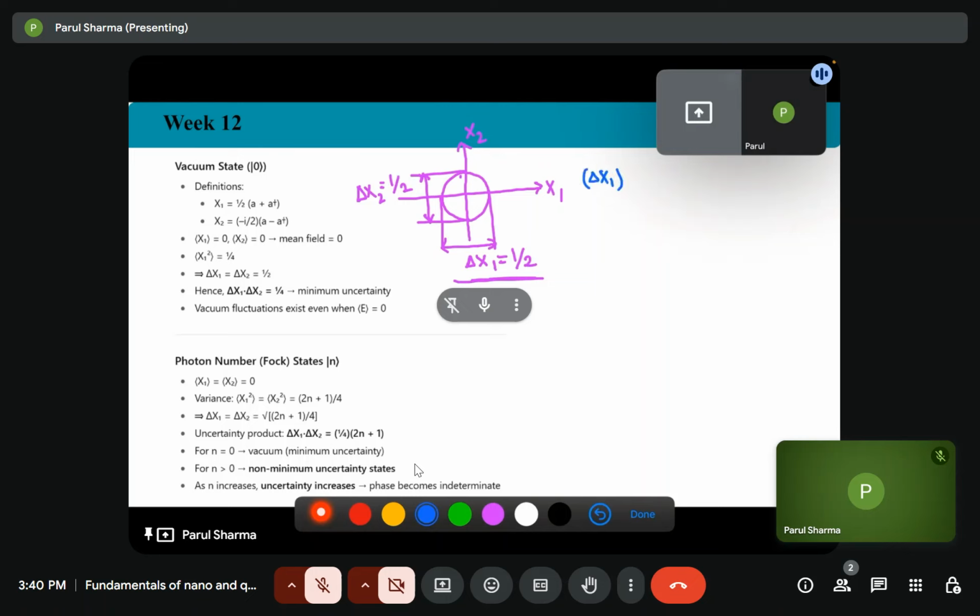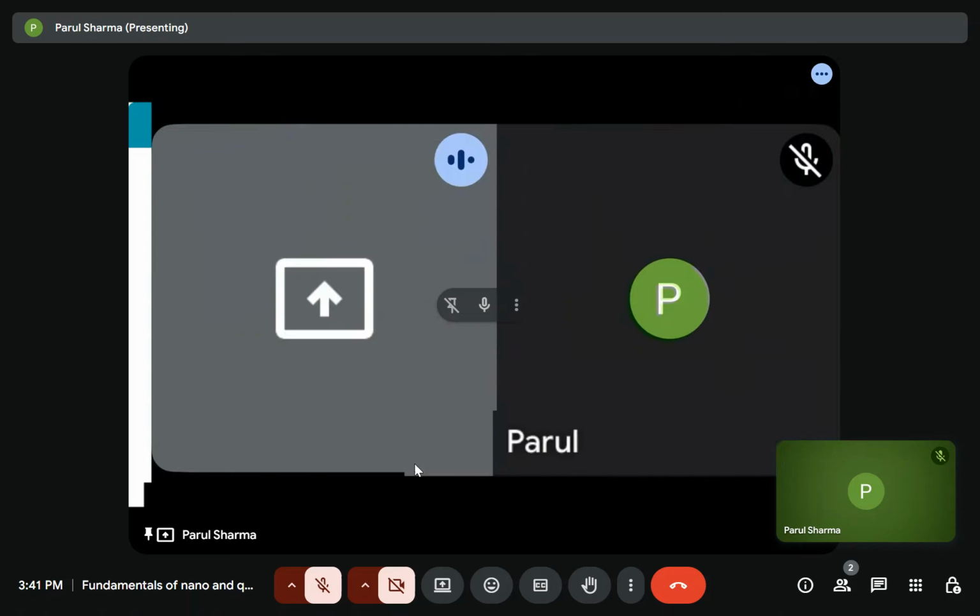If I want to calculate the delta x1 square, it will give us the expectation value of x1 square minus the whole square of the expectation value of x1.